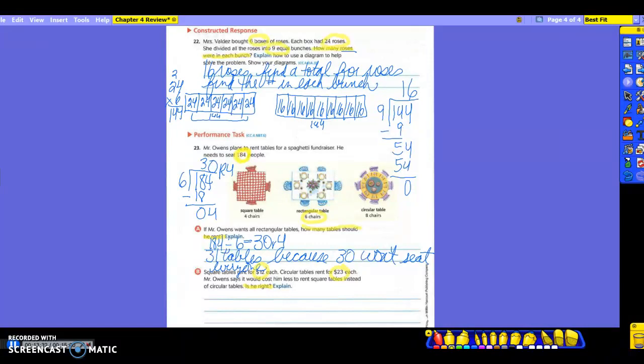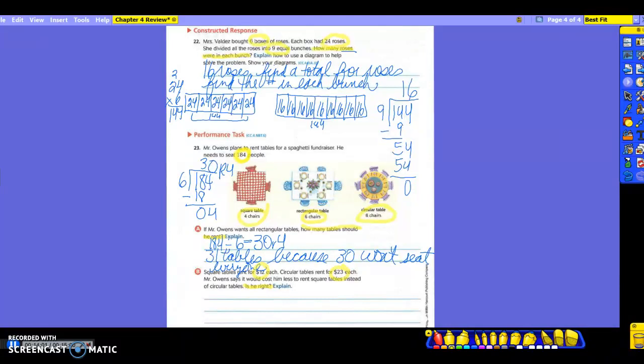It's asking us about the cost of the tables. We know we have to deal with the amount of people. Logan, is there something else I need? We need the square tables and the circular tables to see how many tables we need. Exactly. So we also have to know the 4 chairs for the square tables and the 8 chairs for the circular tables. So we're going to use all of the numbers that they have given us in the square and the circular with the amount of people as well as the amount of money.